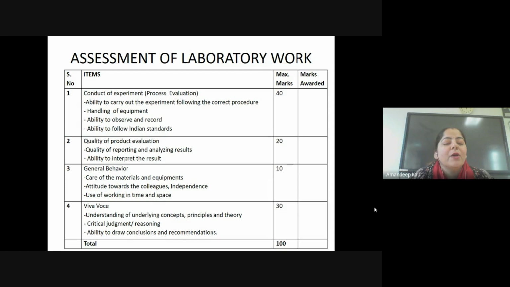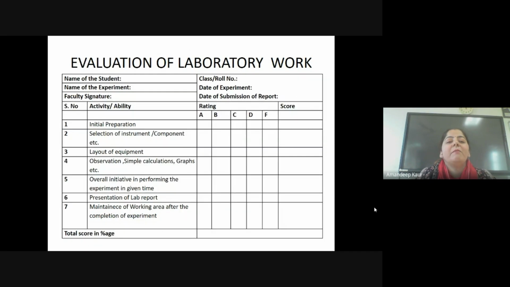Advanced nature questions may also be asked of the student population that are related to critical judgment and reasoning, and if the student has the ability to draw conclusions and recommendations, that can also be part of your viva voce. So those four parameters can be divided into process evaluation, product evaluation, behavior, and viva voce. And as per the academic guidelines given, we can give weightage to these different parameters.